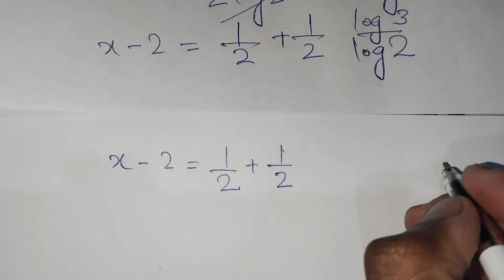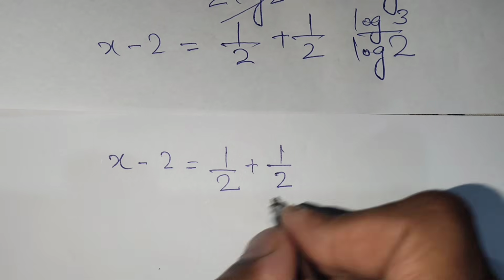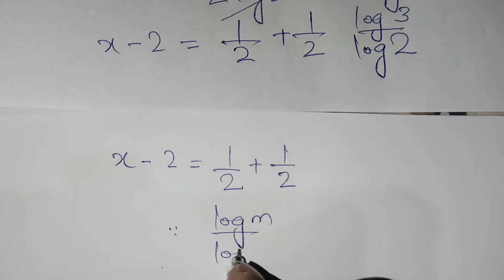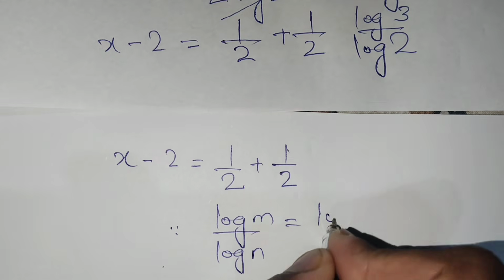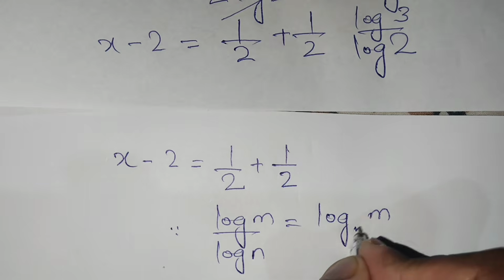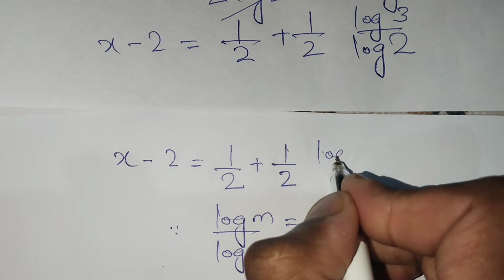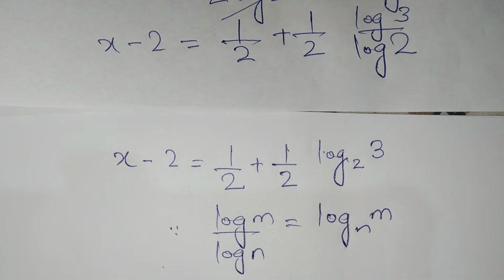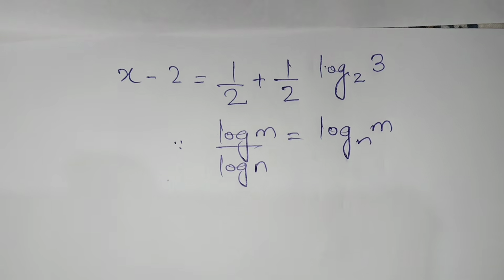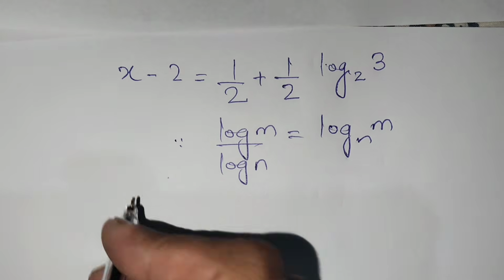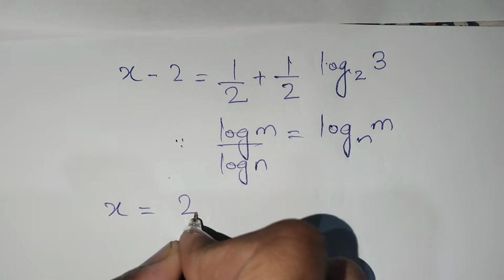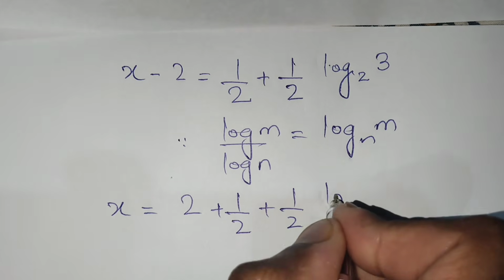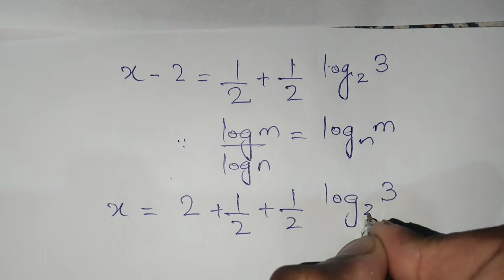We have log of m over log of n always equals to log of m with the base n, so it will be log of 3 with the base 2. Now add 2 on both sides. We have x equals 2 plus 1 by 2 plus 1 by 2 log of 3 with the base 2.